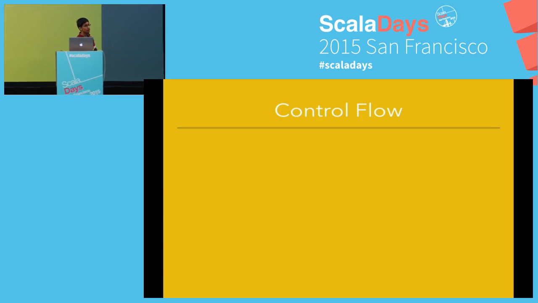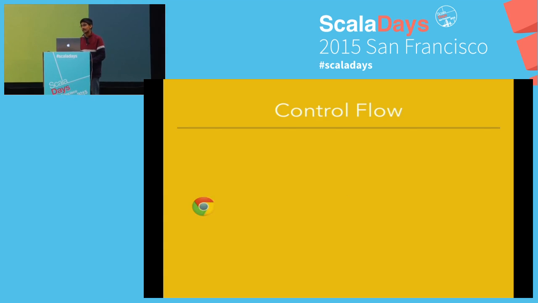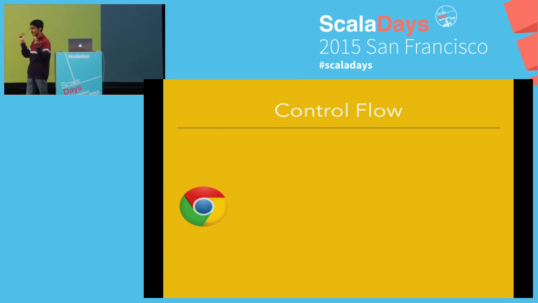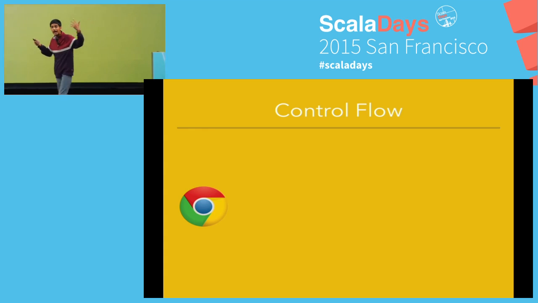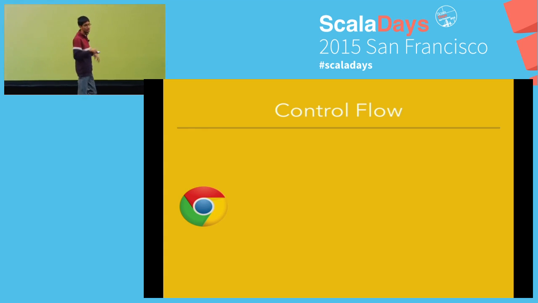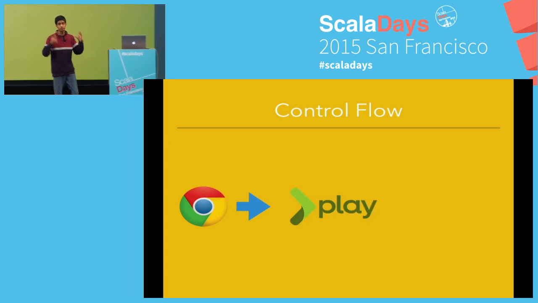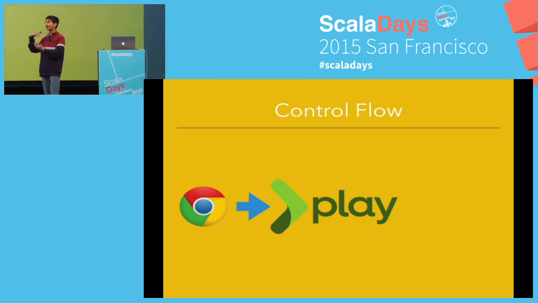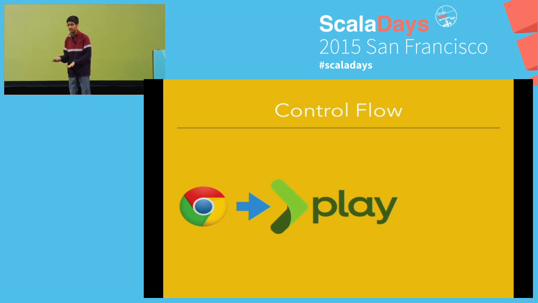So let's take a look at the control flow of Ash. In Ash, you start out in your Chrome browser. That's how it is for now, but eventually you might have other sources of input. No matter what you get your request from, it goes to your Play server. So the Play server is the core of Ash. It's what handles all of the requests.